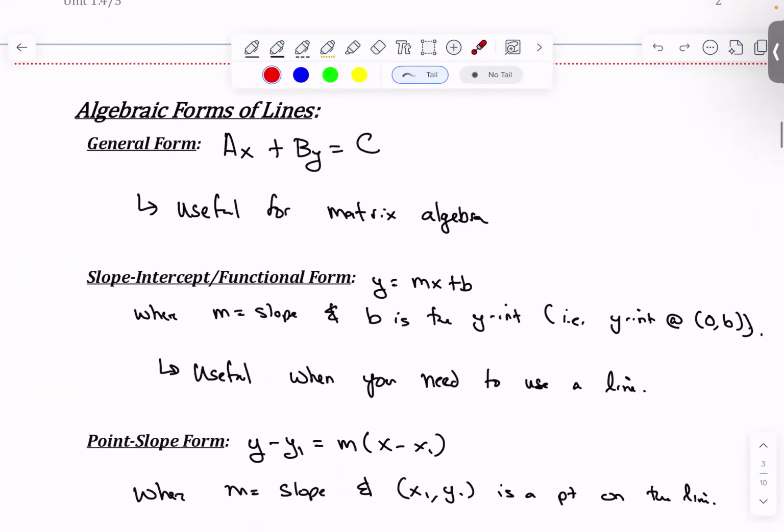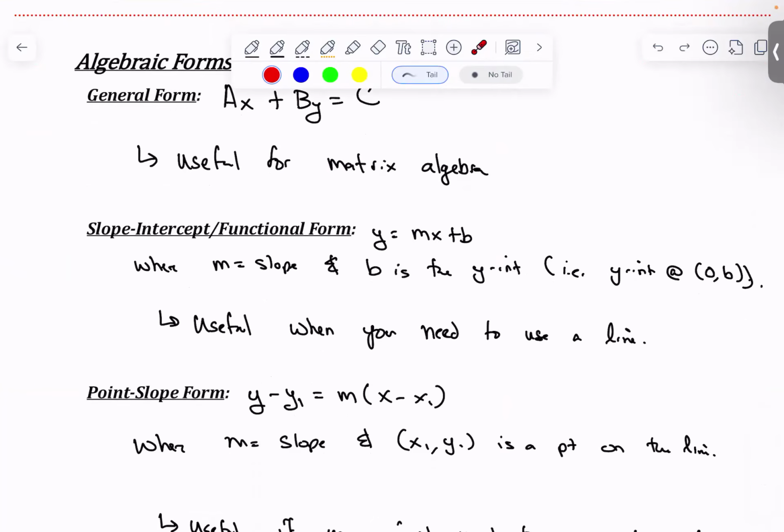All right. Then in the video, we went over the 3 main forms of lines. General form, which we won't encounter too often, but it is important to work with, especially once we get to Unit 4, when we talk about systems of equations, which naturally extends to matrix algebra, which we won't go over in this class, but matrices are really cool.